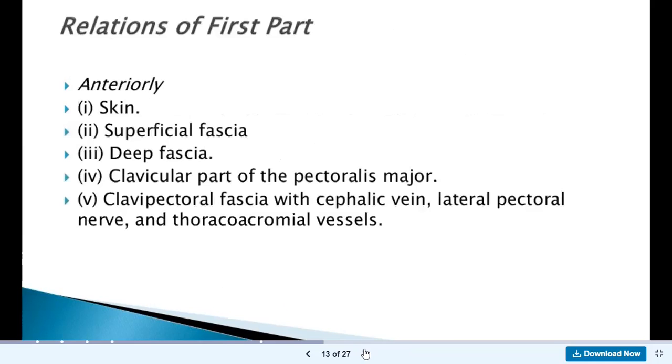So let's look at the relations of the first part of the axillary artery. What are the structures that are related to the first part of the axillary artery? The skin, the superficial fascia, the deep fascia, the clavicular part of the pectoralis major, the clavipectoral fascia with the cephalic vein, lateral pectoral nerve, and thoracoacromial vessels. So anteriorly, on the anterior side, we'll have all these structures.